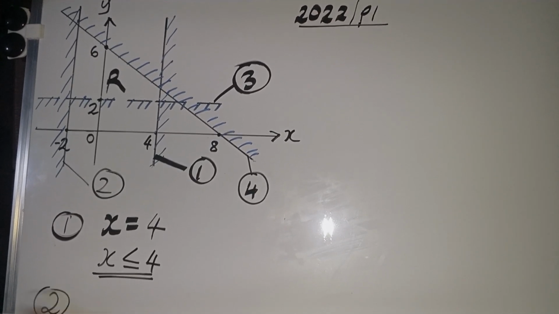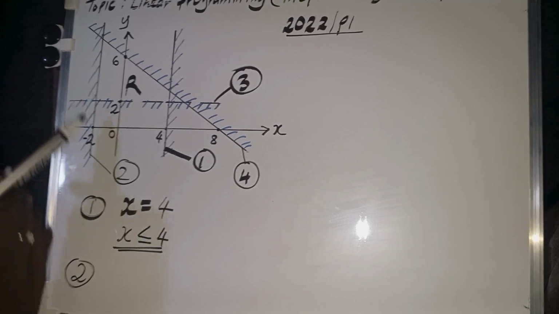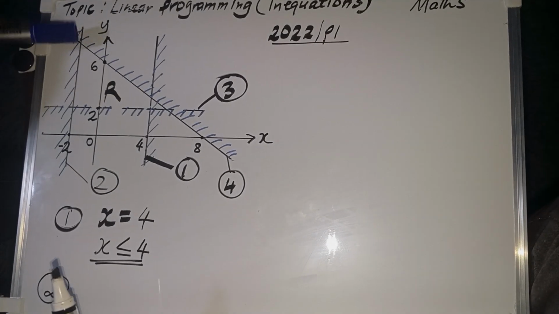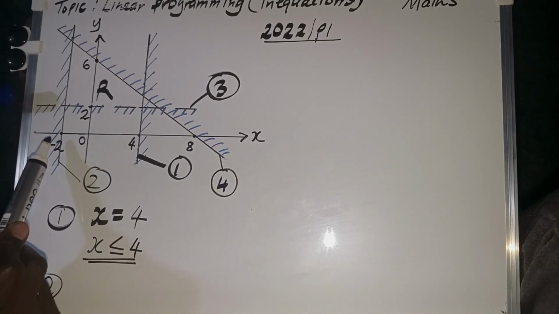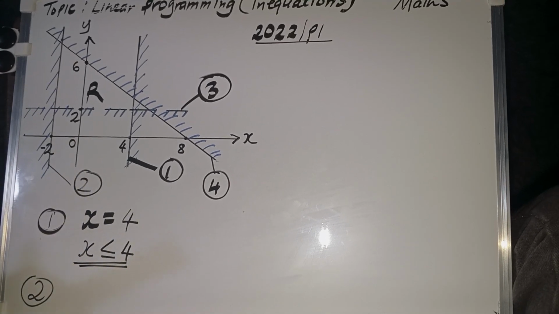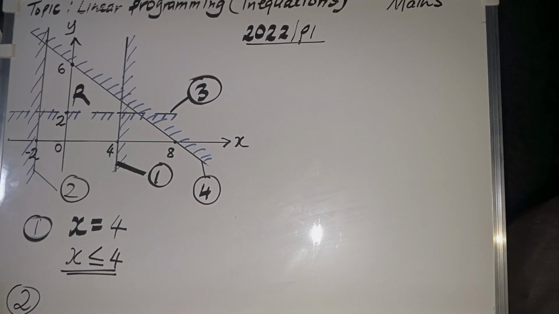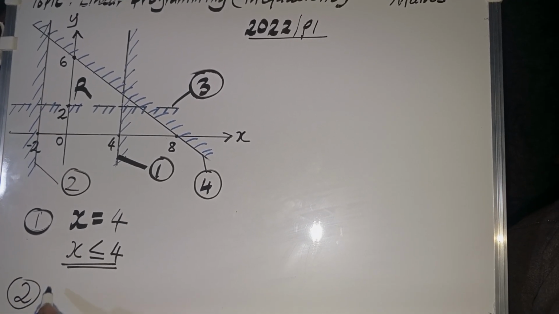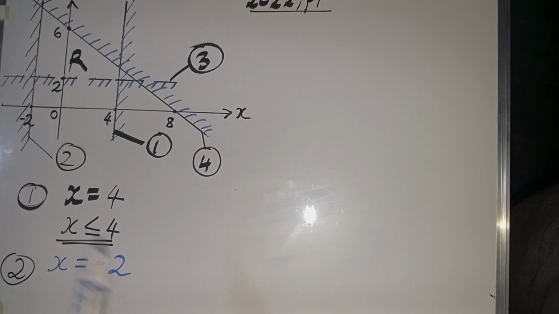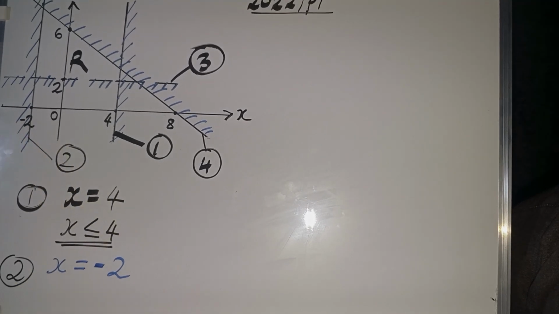Let's go to the second inequality. We are focusing on this line that is there. Again, when you look at this line, it is actually parallel to the y-axis. Where is this line cutting the x-axis? It is cutting the x-axis where x is equal to negative 2. Let me use a different colored piece so that you are able to see that. So the equation for that one is x equals negative 2. Why? Because this line is cutting the x-axis where x is equal to negative 2.